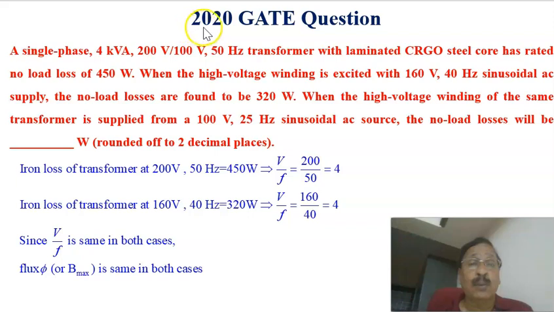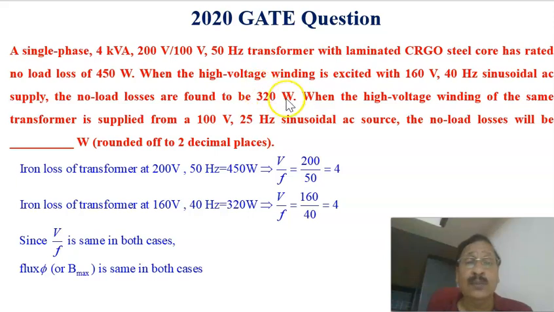Now, let us see another problem, a 2020 GATE question. A single phase 4 kVA 200 volt / 100 volt 50 Hz transformer with laminated CRGO steel core has a rated no load loss of 450 watts. When the high voltage winding is excited with 160 volt 40 Hz sinusoidal AC supply, the no load loss is found to be 320 watts.